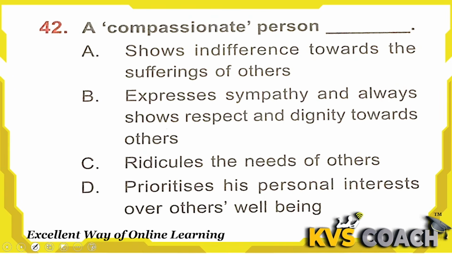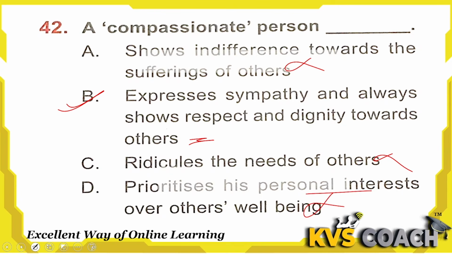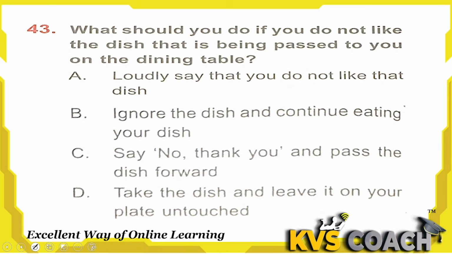Next is, a compassionate person. Option A shows indifference towards the suffering of others. No, very wrong. Expresses sympathy and always shows respect and dignity towards others. This is absolutely correct. This is the quality of a compassionate person actually. Option C, ridicules the needs of others. Wrong. Prioritizes his personal interest. Very wrong. Option B is the right answer here.